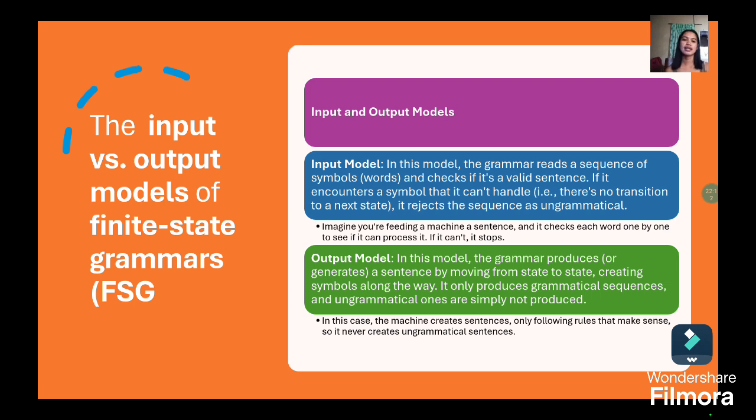Next slide, we're going to discuss the input versus output models of finite state grammar. Input model: in this model, the grammar reads a sequence of symbols, words, and checks if it is a valid sentence. If it encounters a symbol that it cannot handle, there's no transition to a next state. It rejects the sequence as ungrammatical. Imagine you're feeding a machine a sentence, and it checks each word one by one to see if it can process it.